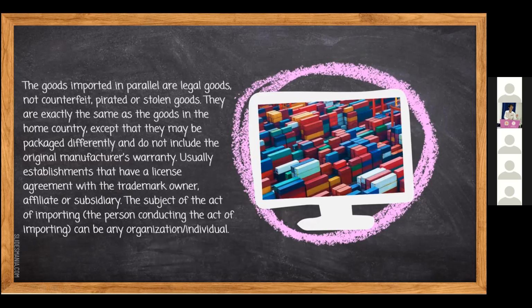Okay, we talk about the goods imported in parallel import. The goods imported in parallel are legal goods, not counterfeit, pirated, or stolen goods. They are exactly the same as the goods in the home country, except that they may be packaged differently and do not include the original manufacturer's warranty. Usually, establishments that have a license agreement with the trademark owner, or affiliates or subsidiaries, are the subject of the act of importing. The person conducting the act of importing can be any organization or individual.